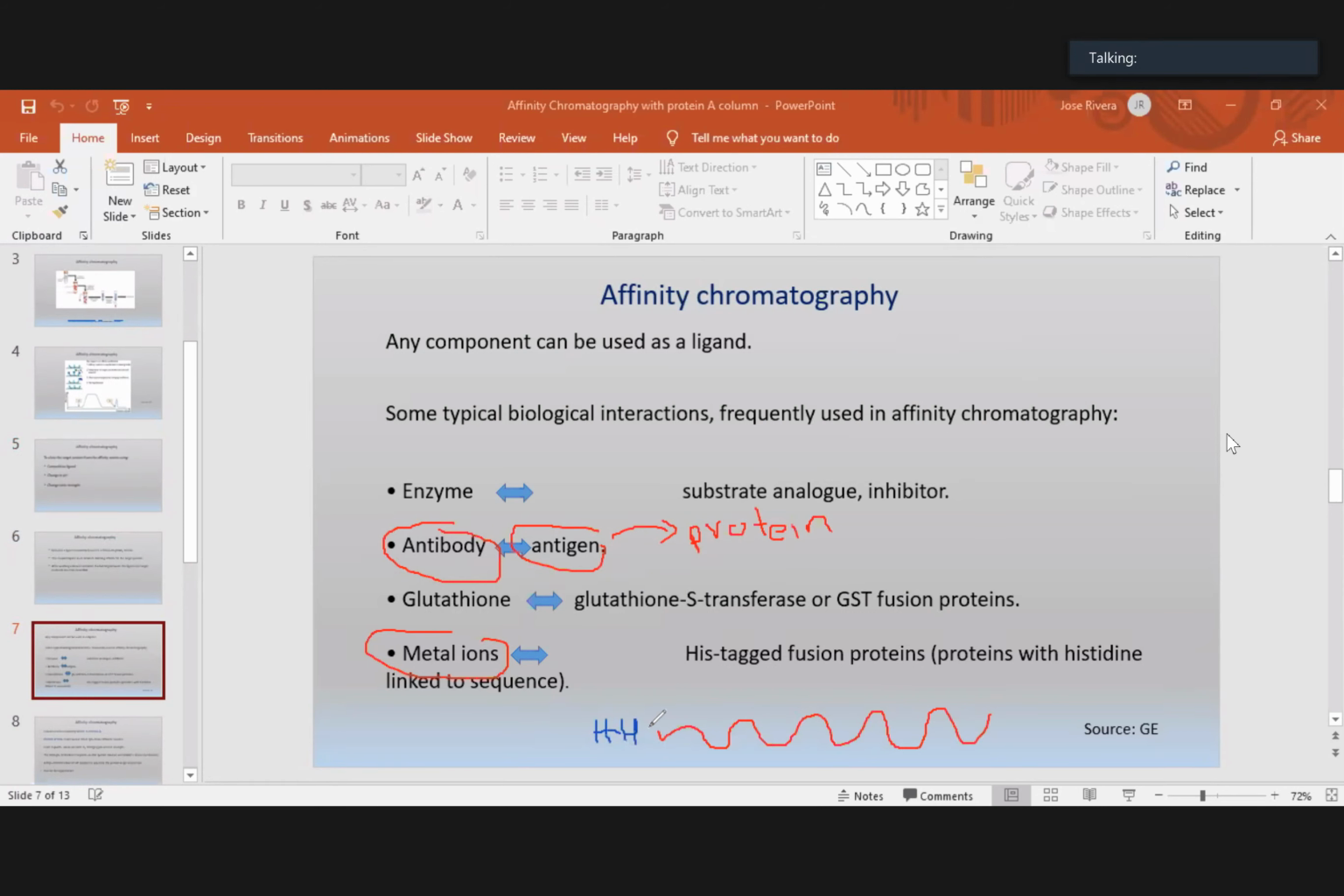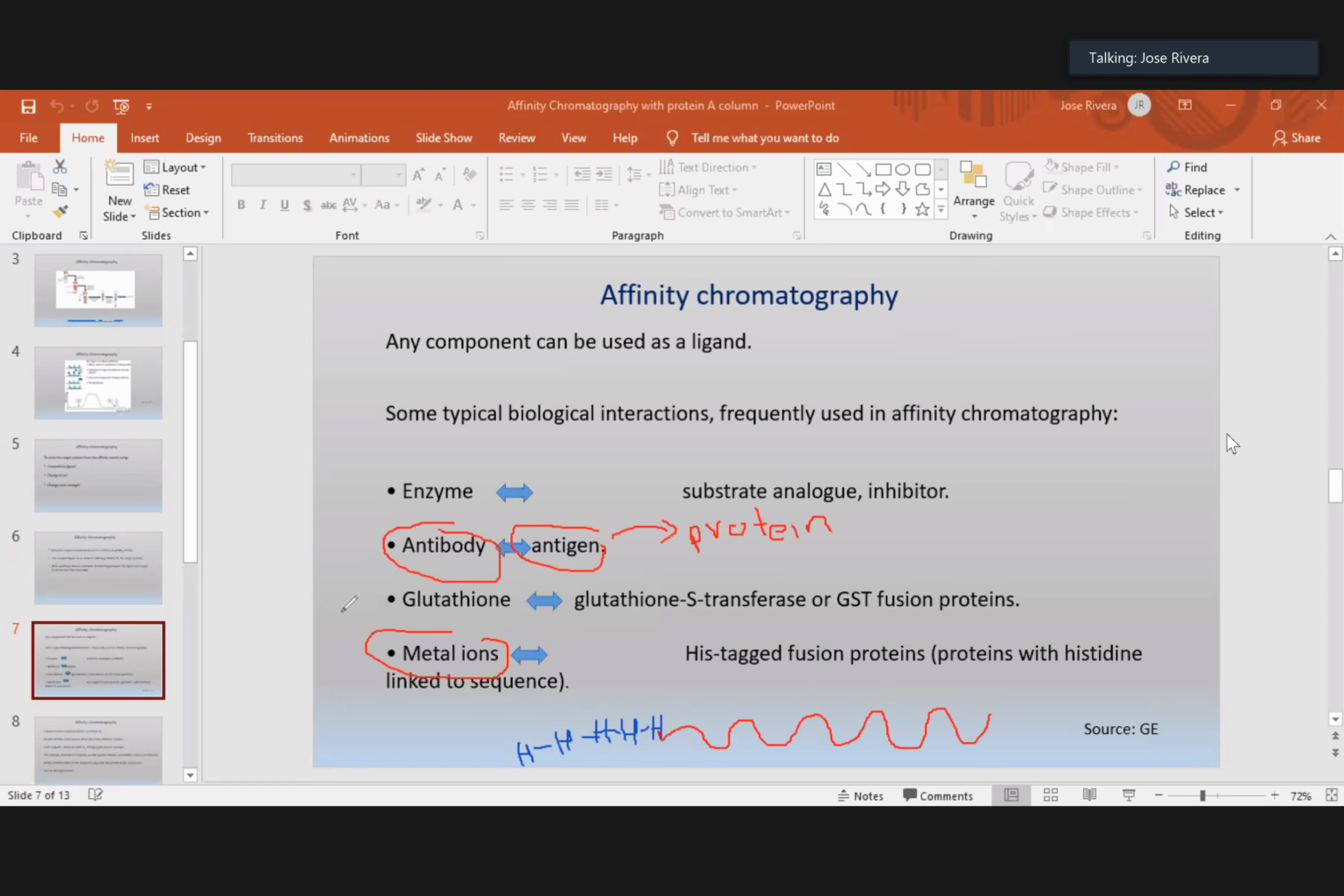Histidine. You add like six at one end. And so what happens is you're tagging. You don't have a ligand, but you're creating a ligand by adding these histidines. You clone it with your bacteria when you clone your gene. And so you have your protein here with these histidines.